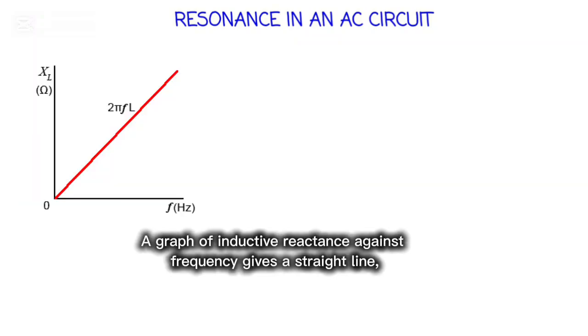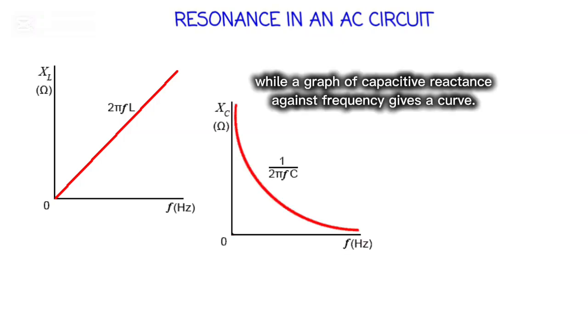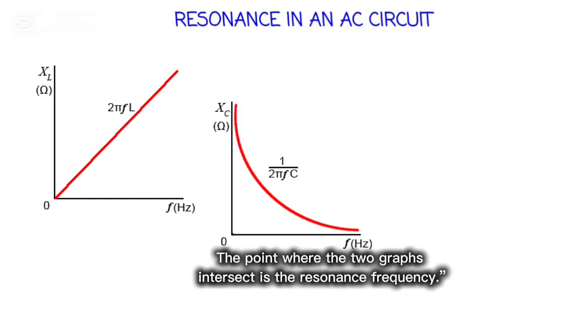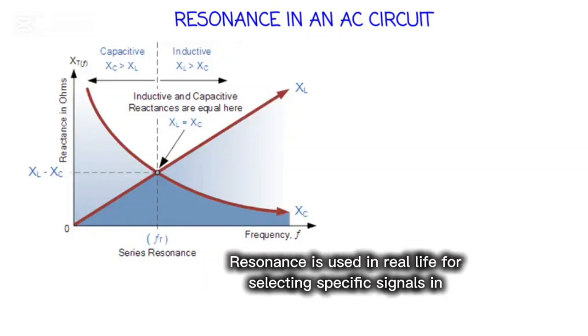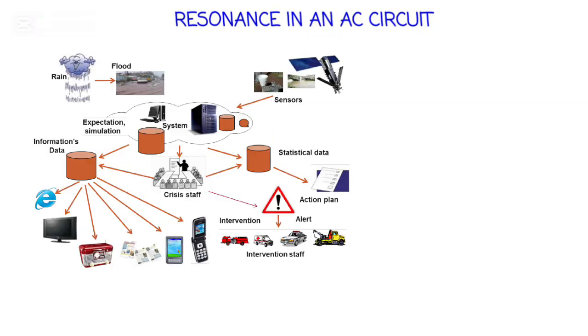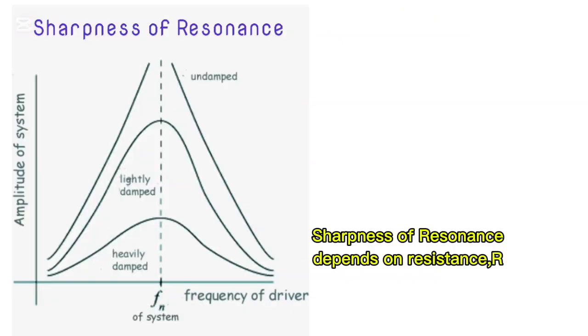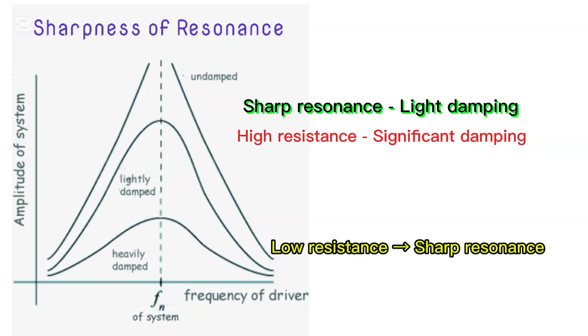A graph of inductive reactance against frequency gives a straight line, while a graph of capacitive reactance against frequency gives a curve. The point where the two graphs intersect is the resonance frequency. Resonance is used in real life for selecting specific signals in radios, televisions, and communication systems. Sharpness of resonance depends on resistance, R. Low resistance, sharp resonance. High resistance, broad resonance.